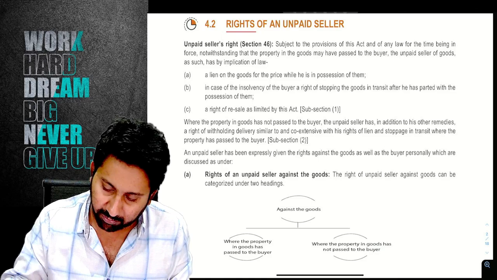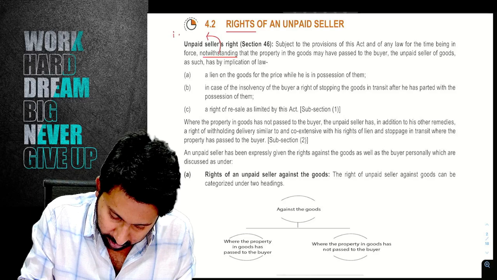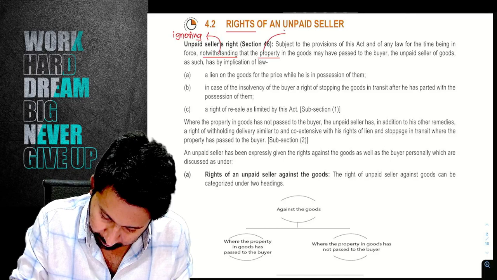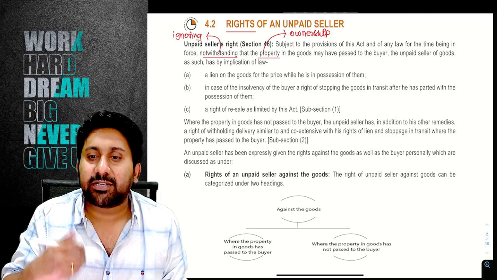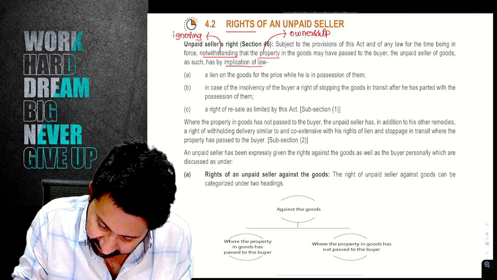Notwithstanding means ignoring that the property in the goods, the ownership in the goods, may have passed to the buyer. Ownership may be passed to the buyer. The unpaid seller of the goods as such has, by implication of law, an inherent right. That means the law has given him an inherent right.